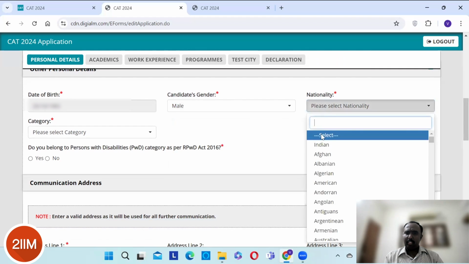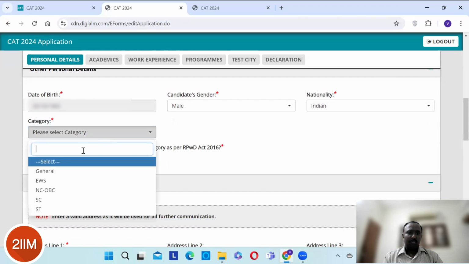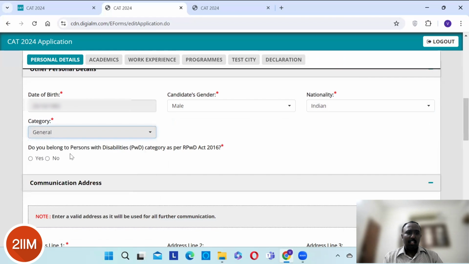Then you have nationality, Indian, unless you are an NRI or something. Category, I am going with general because I belong to general. And as far as the other criteria are concerned, I just got a call with the helpline number. So if at all you have any doubts, you can also please verify that.